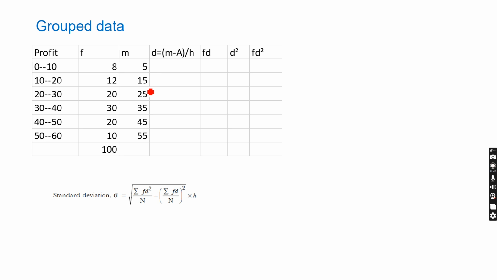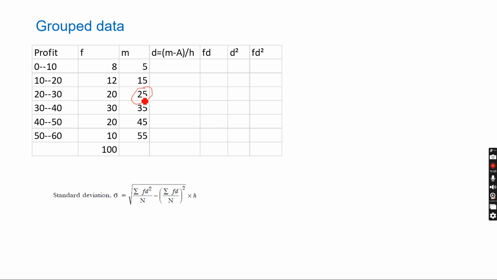Assuming I take 25 as my assumed mean, I circle 25. The formula for deviation is mid value minus assumed mean divided by h. H denotes the class interval, which is 10 in this case. Between 10 to 20, the class interval is 10. Between 20 to 30, the class interval is 10. So let's do the calculation for M1.